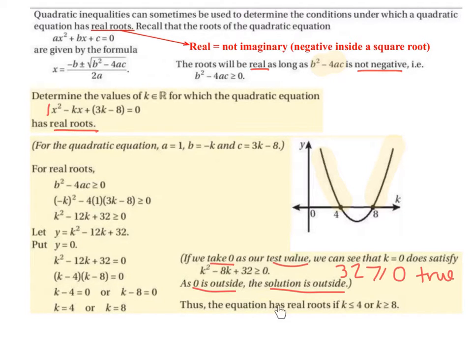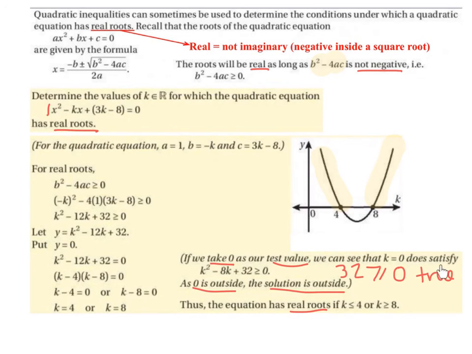So thus the equation has real roots if k is less than or equal to 4, or k is greater or equal to 8. So we subbed in 0 as our test value, and we got our statement to be true. And since 0 is outside of 4 and 8, then everything else that's outside belongs to our solution.